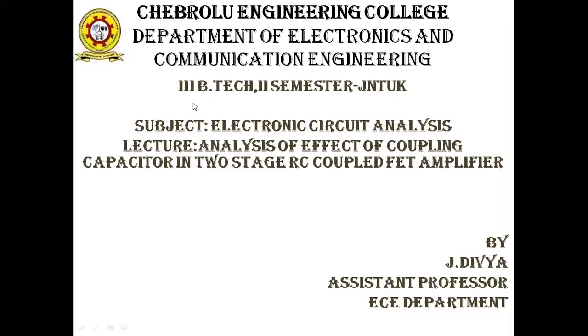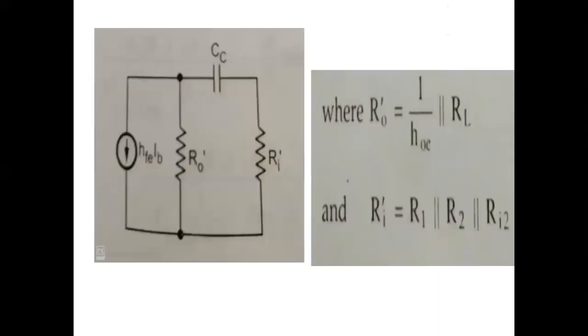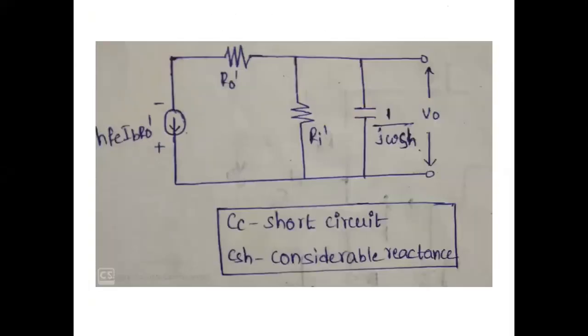In today's class, we are following the same procedure, and we are finding the effect of the coupling capacitor at lower frequencies, mid frequencies, as well as at higher frequencies, and what is the resultant gain in these three ranges of frequencies. So this figure represents the two-stage RC coupled amplifier. This is the previous topic.